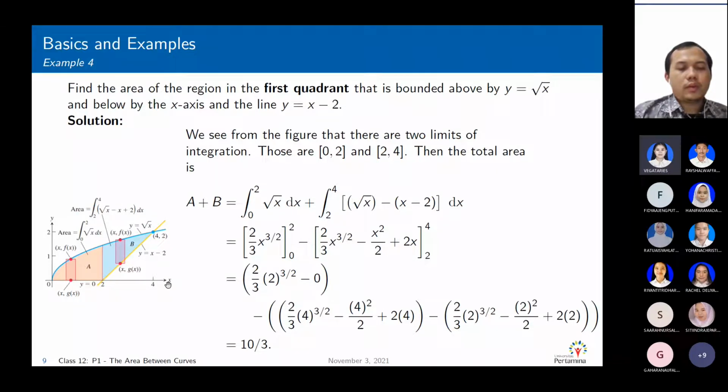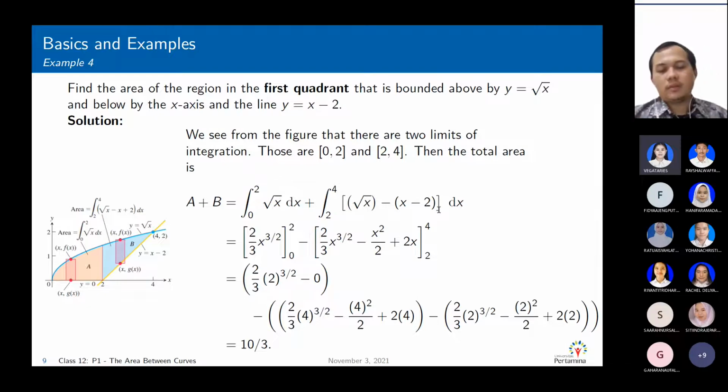And from 2 to 4, the upper bound is the square root of x and the lower bound is the line y equals x minus 2. So in this case, we split the region into two areas, A and B. The area A is the integral from 0 to 2 of square root of x dx, plus the area of B, which is the integral from 2 to 4 of square root of x minus x minus 2 dx.